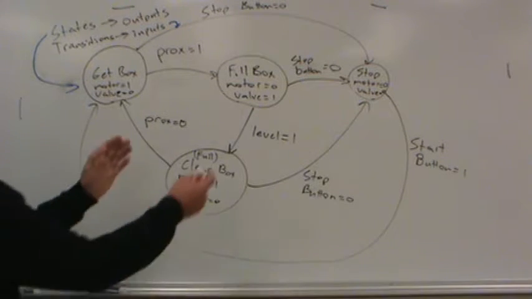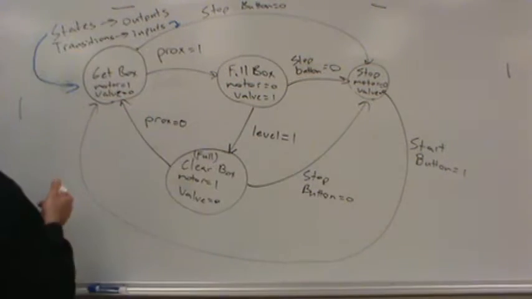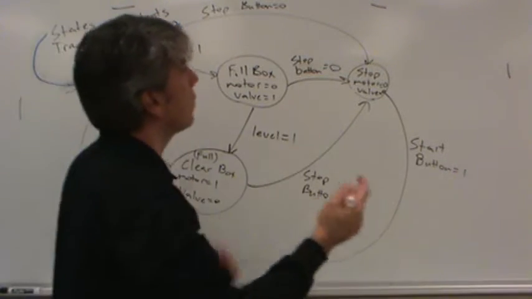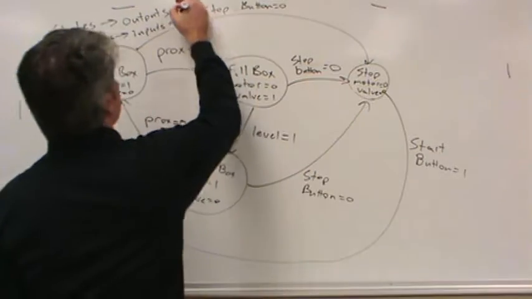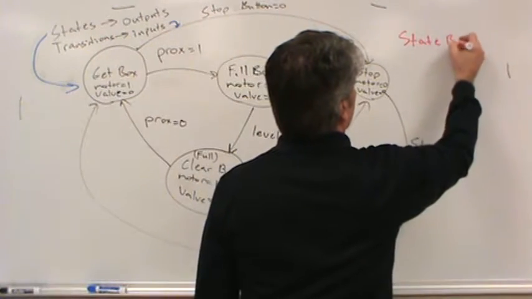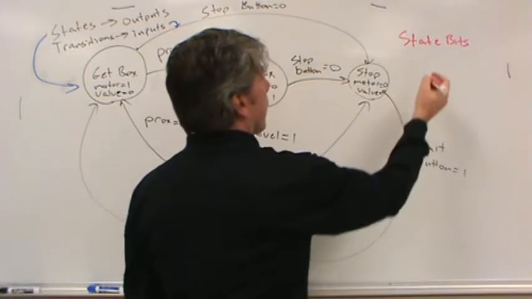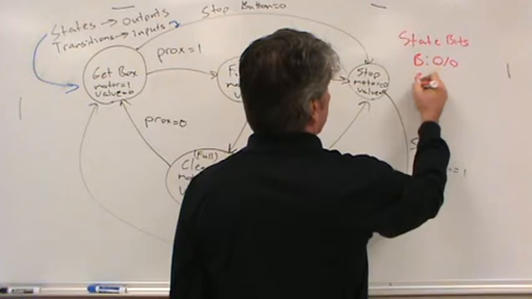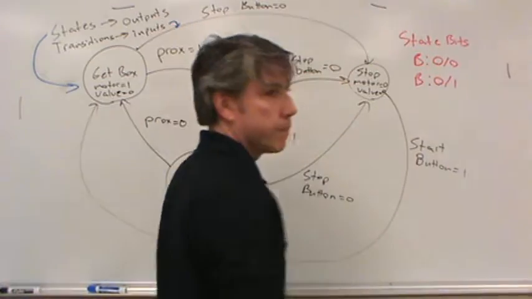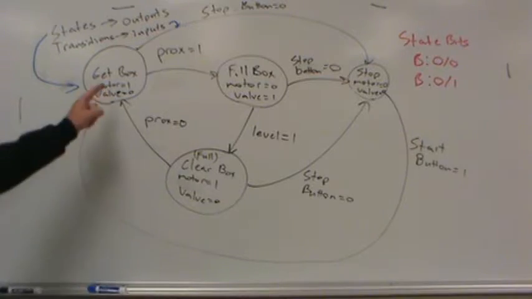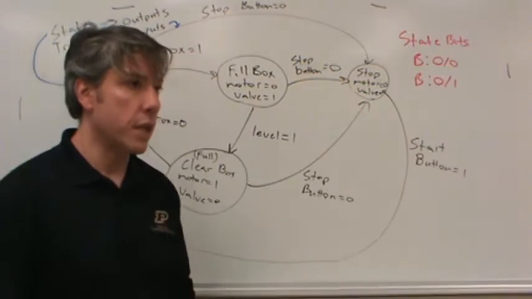We have to somehow distinguish between these. So let me define 2 bits. What 2 bits? Well, I don't know. Let's just say the state bits are going to be, well, we'll have the bit at 0/0 and the bit at 0/1. Why did I choose 2 bits? I chose 2 bits because I've got 1, 2, 3, 4 states.